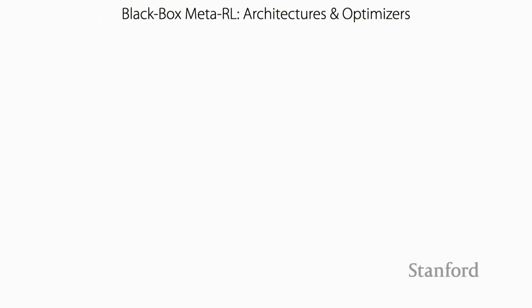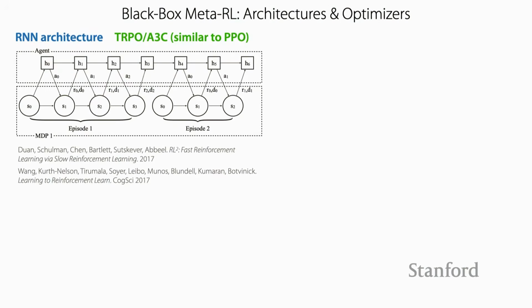Cool. So in terms of actually implementing this, there's a few different architectures and optimizers you could use. You could use a vanilla recurrent neural network. Some of the first works on meta reinforcement learning did this. And they used algorithms, I think before PPO existed or was introduced, that are somewhat similar in nature in terms of the assumptions as PPO.